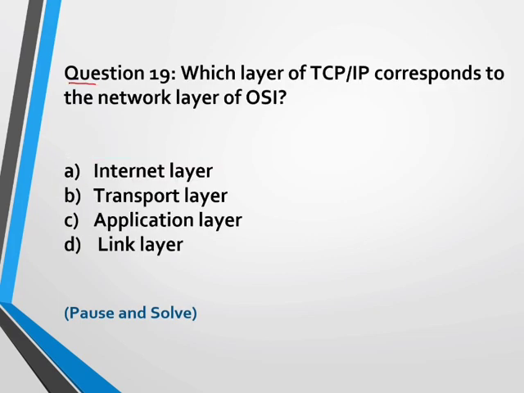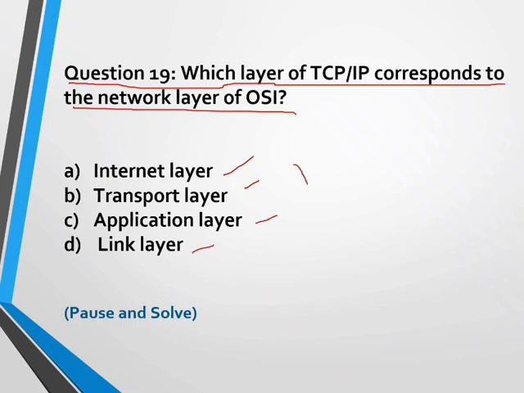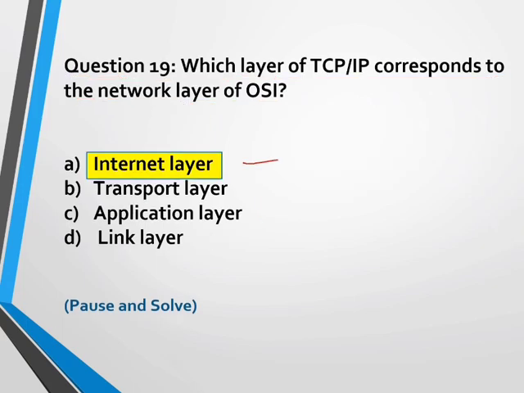Question number 19. Which layer of the TCP/IP corresponds to the network layer of OSI? Is it internet layer, transport layer, application layer, or link layer? The answer is internet layer.